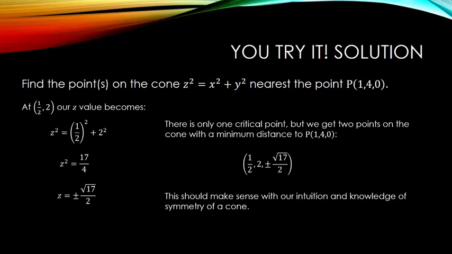This should make sense because we know that my cone is going to be symmetric, so there is likely to be 2 points, one on either side, where I will see a minimum distance between the surface of the cone and the point P on the interior of the cone.